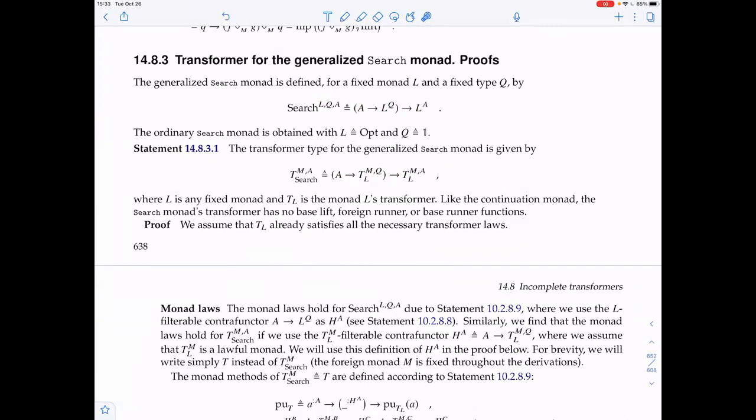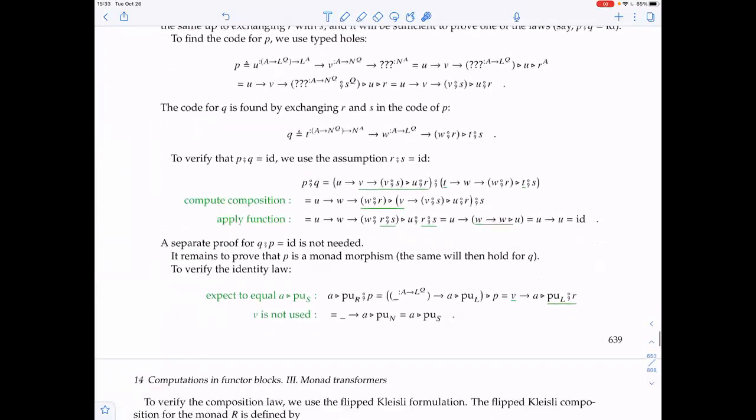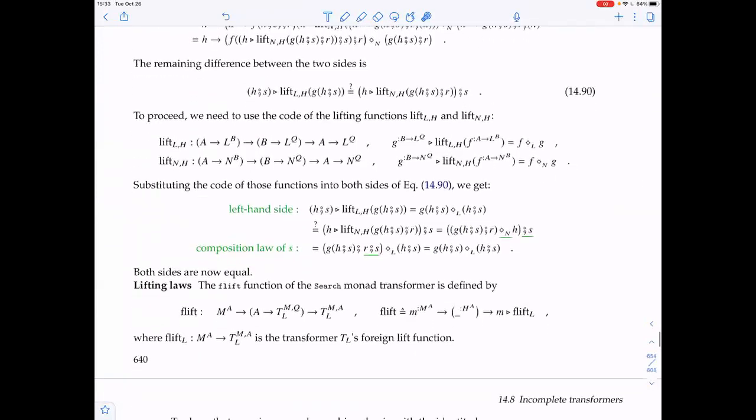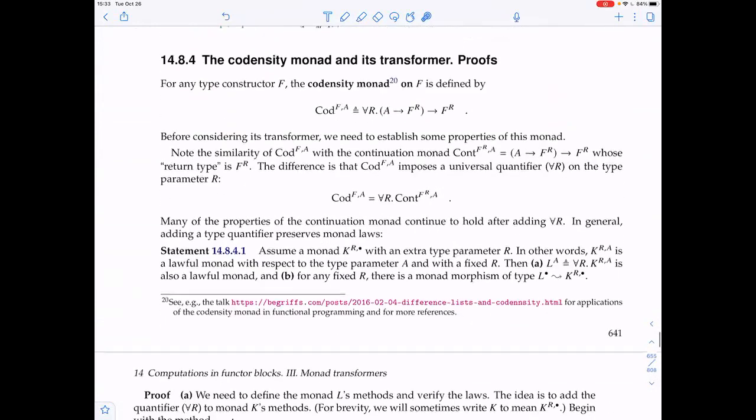You see it's a similar shape as continuation. M is being used in the contravariant position and in the covariant position. So there's no way that we can have base lifts and foreign runners or base runners. I prove the laws of this monad. This is a little more involved, but that is done here.